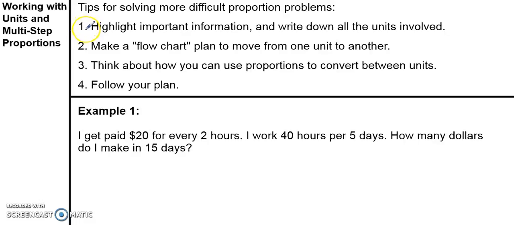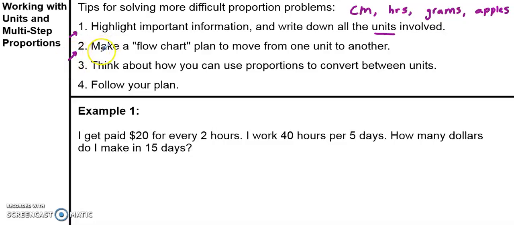There are 4 steps I like to think about when I'm doing a difficult or multiple step proportion or ratio problem. First, I like to highlight the important information and write down all of the units involved in the problem. Now, I'm talking about units. I don't mean the actual values, the numbers. I'm talking about the kinds of values like centimeters, hours, seconds, minutes, grams, liters, numbers of apples, numbers of horses, whatever the units are, I want to write them down first.